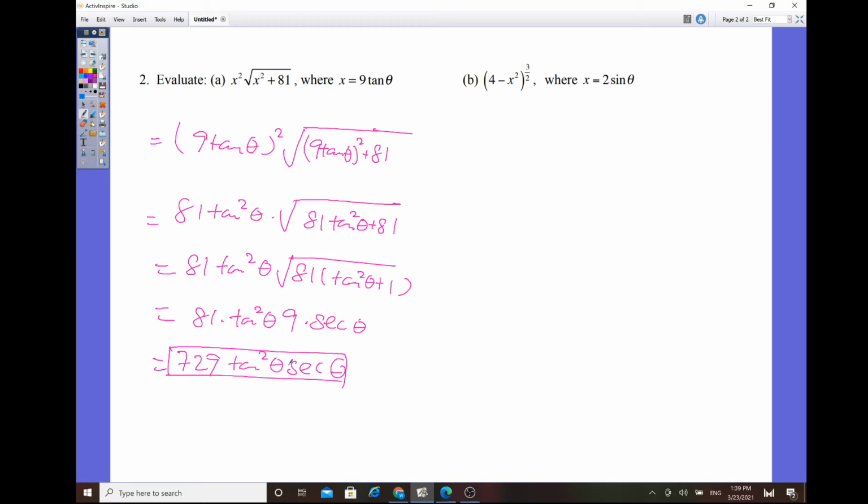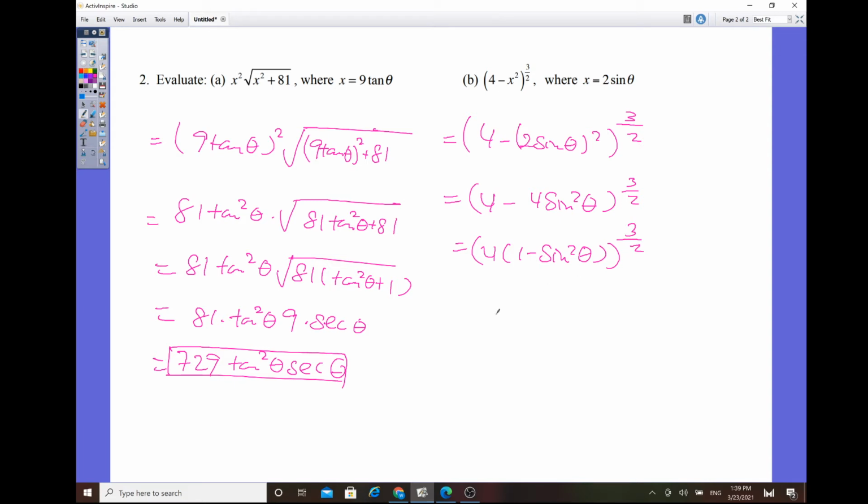And now, what about the other one? This one's quite similar. So it's 4 minus 2 sine of theta, quantity squared, and then the whole quantity to the power of 3 halves. So 4 minus 4 sine square of theta. Take out 4 here, so we get 1 minus sine square of theta. Again, they're all under the same power. So this one is basically written as 4 times cosine square of theta to the power of 3 halves.